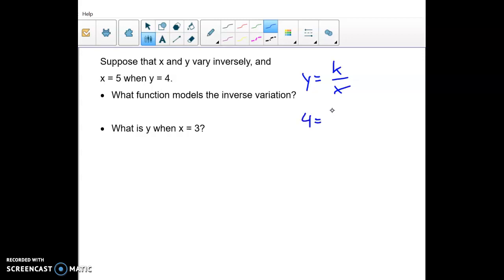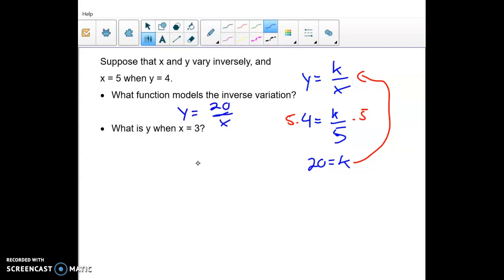All right, so y is 4 when x is 5. If we plug those in, we can multiply both sides by 5, so we get 20 equals k. Again, this is a divide by 5, so we're multiplying by 5. Now if I plug that back in, my inverse variation function or equation is y equals 20 over x, 20 divided by whatever x is. So what is y when x is 3? Well, y is just going to be 20 over 3.